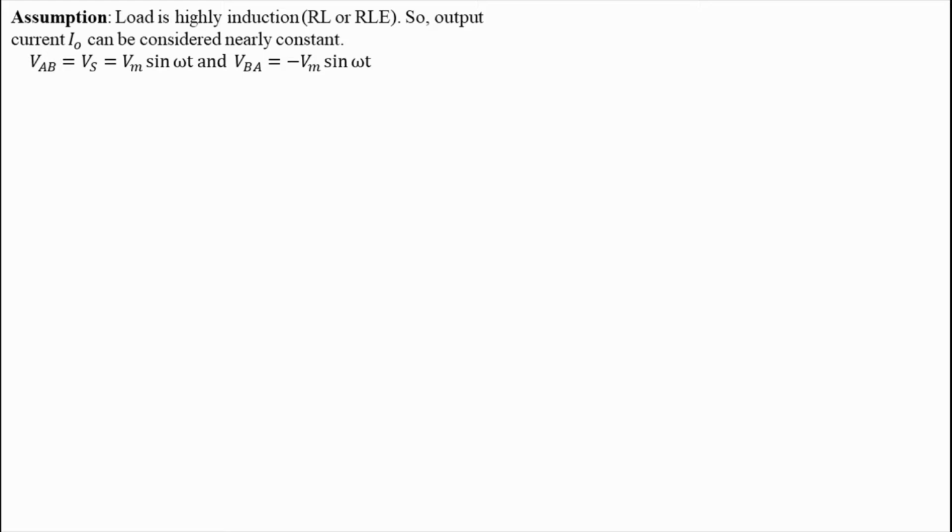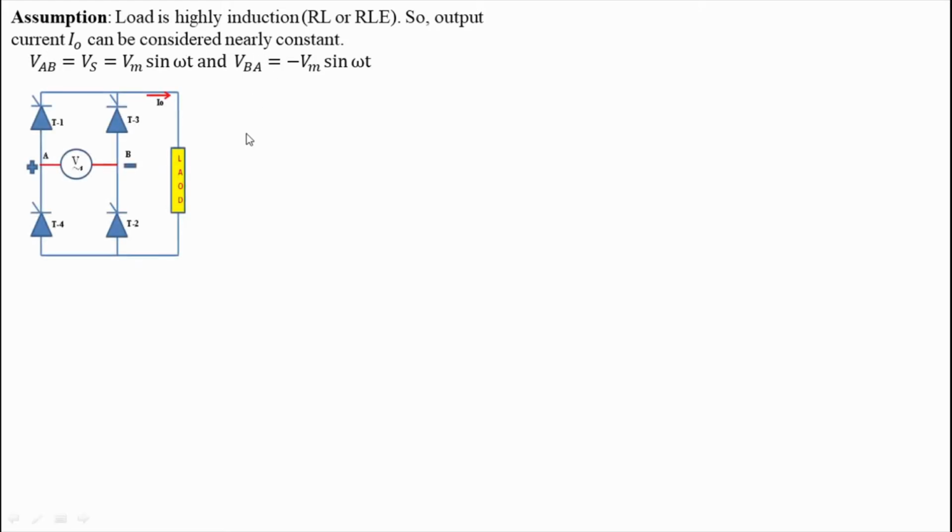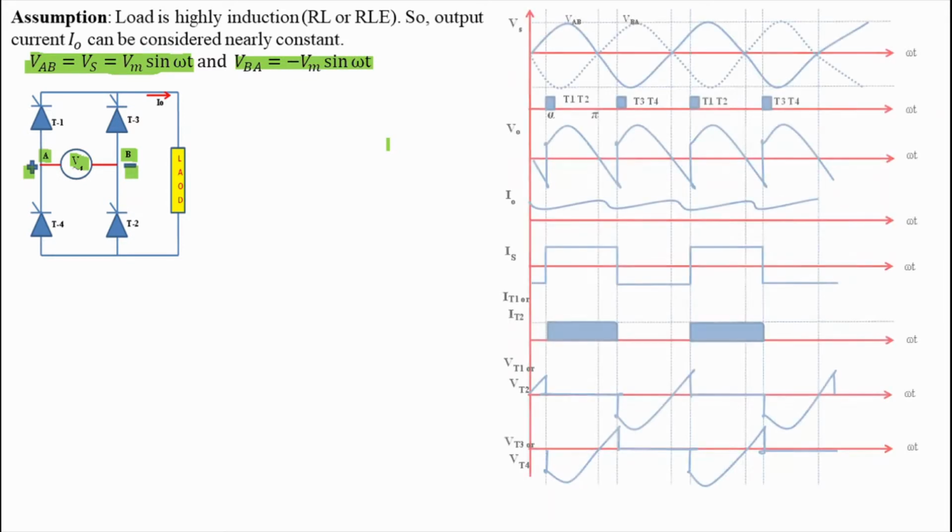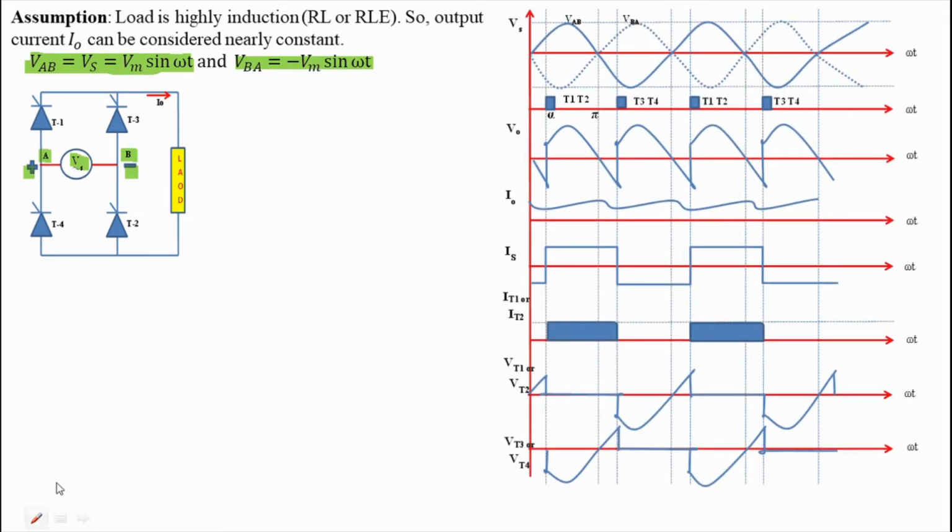Now see this circuit. It has 4 thyristors T1, T2, T3 and T4. Source voltage is Vs and this source voltage is connected between point A and B with polarity as shown here. So we can write VAB is equal to VA minus VB, that is equal to Vm sin omega t. If VAB is Vm sin omega t, then VBA will obviously be minus Vm sin omega t. See the waveform. Here dark blue line is for VAB and dotted line shows VBA.